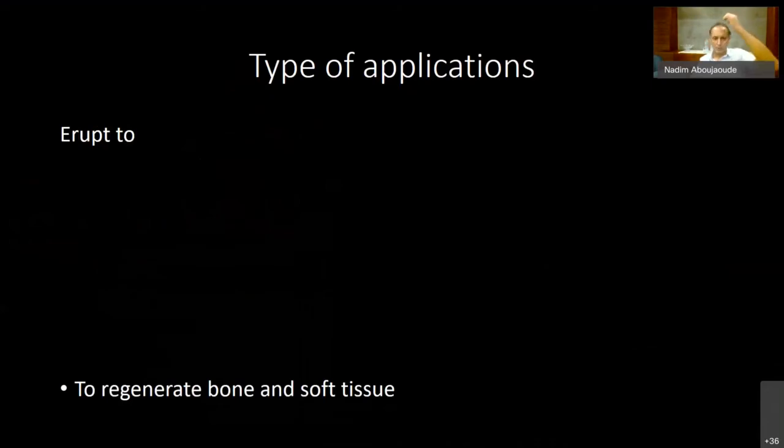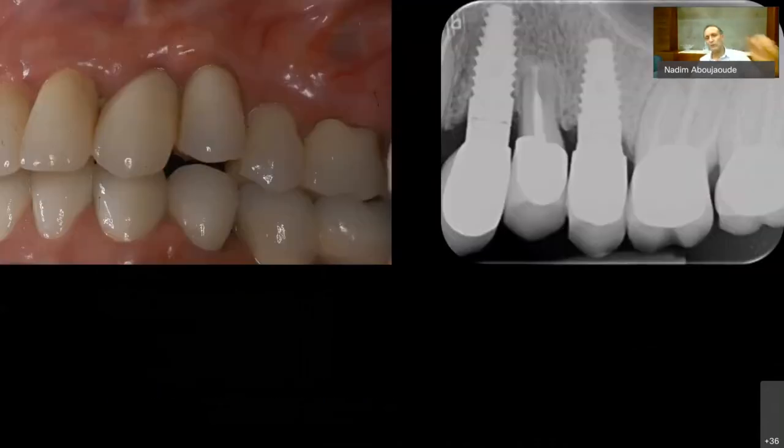If we want to regenerate bone and soft tissue, this would be the same story of the same patient. Again, we had this tooth between these two implants suffering from external root resorption and intrusion. So if we are going to extract, we're going to end up with a gingiva.